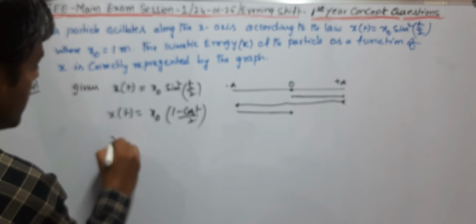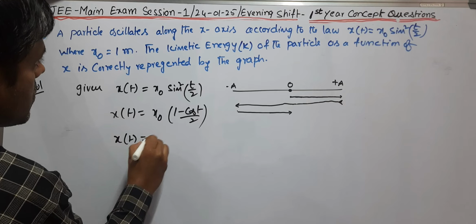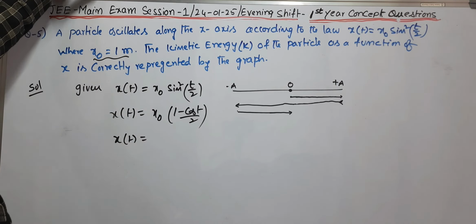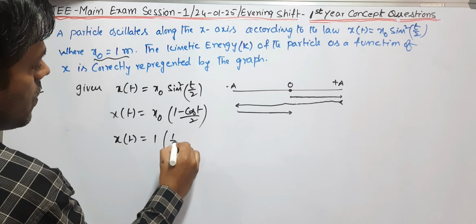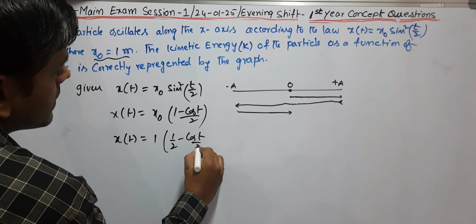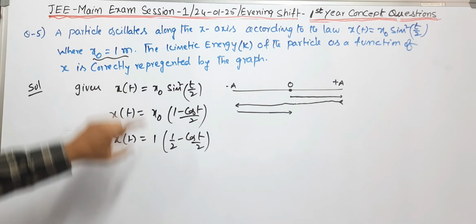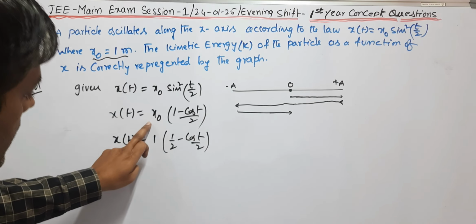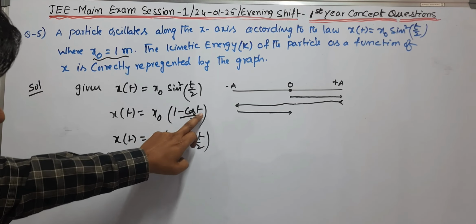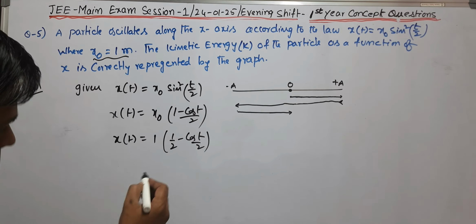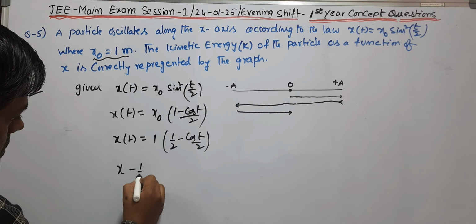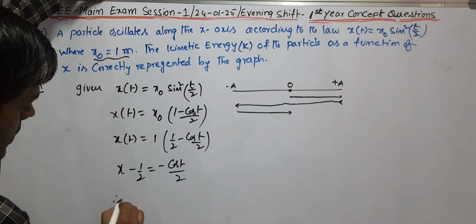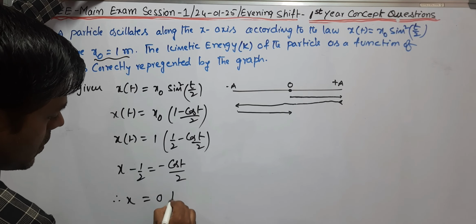Okay, so here x(t) is equal to x naught. What is the x naught value as already given? 1 meter is given. So x naught equals 1 into 1 by 2 into cos t by 2. So you may write like this, sorry, x naught by 2, x naught into (1 minus cos t) by 2. So you may write x minus 1 by 2 is equal to what? Minus cos t by 2. Therefore x is equal to 0 to 1.